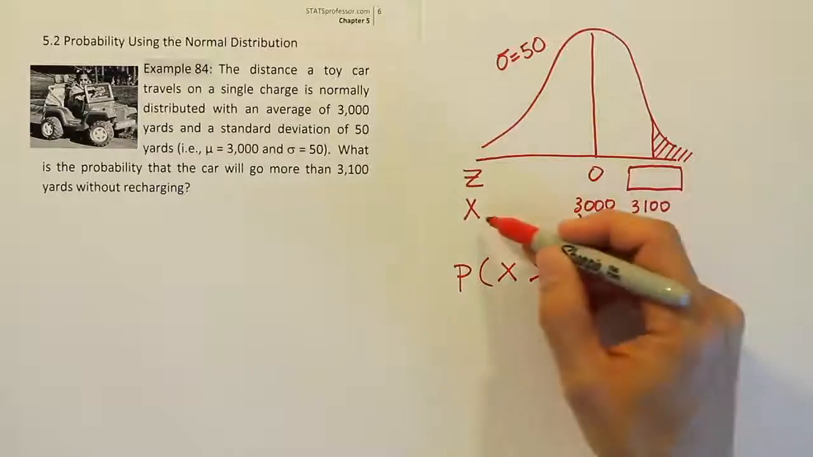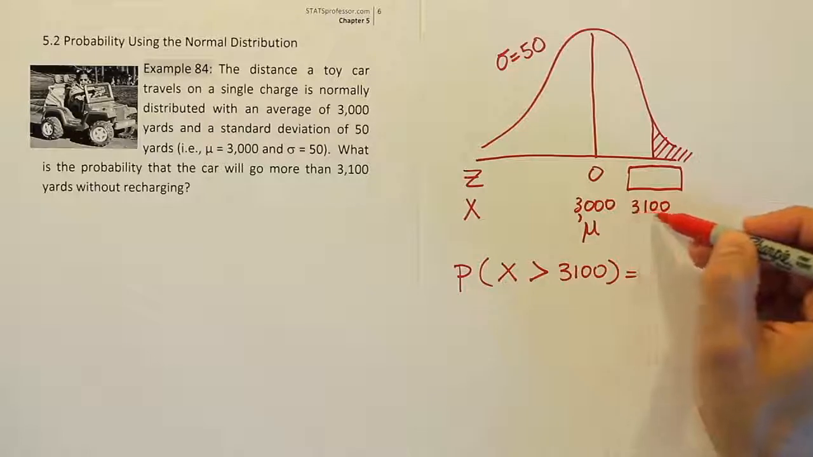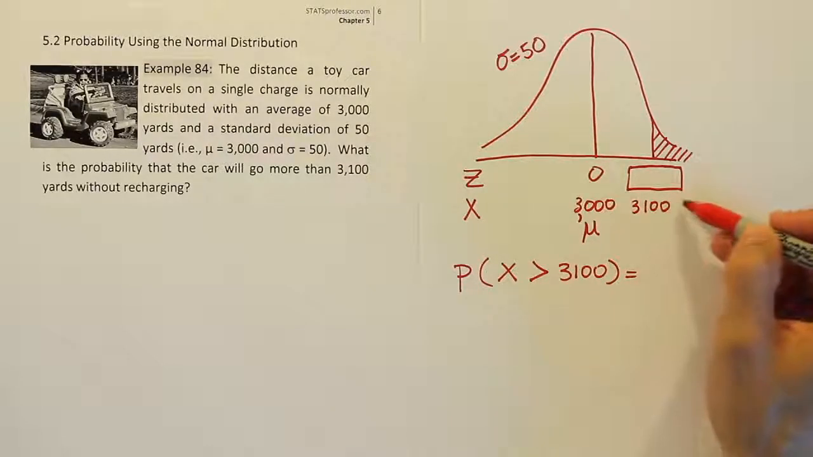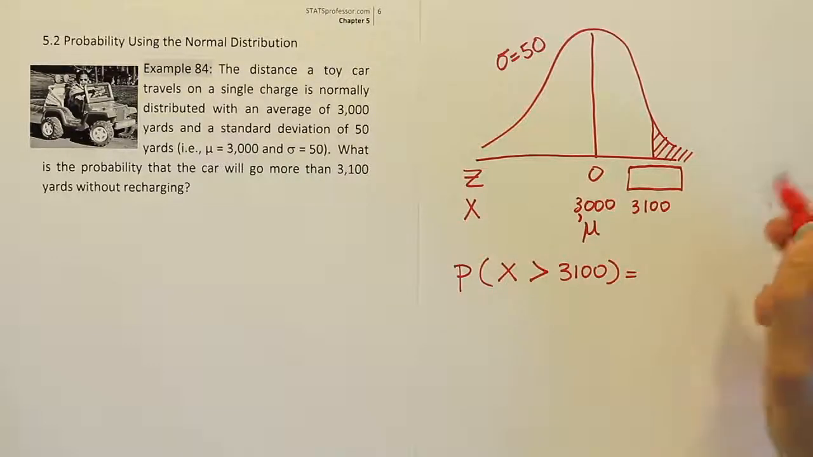I don't have a table for distances that a toy car will travel. I only have the z-table. So I need to first use the z-score formula to convert this value into a z-score. That's just a simple side step, right? I'll just do that off to the side.